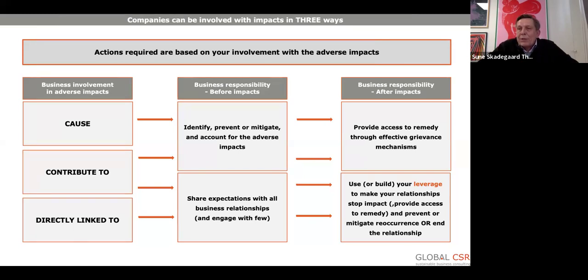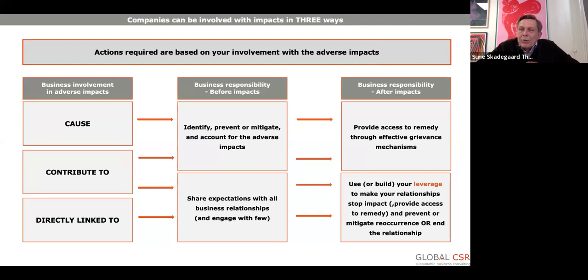This is the same responsibility we have when we are merely directly linked to adverse impacts. We have to share, at a minimum, the expectation with all our business relationships that they meet the standard, that they do their due diligence, where they identify where they may cause or contribute to adverse impacts and do something to prevent and mitigate that these adverse impacts will realize as actual impacts, and measure the effectiveness of those initiatives.